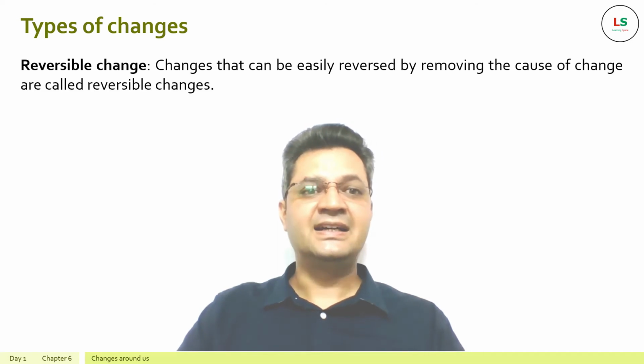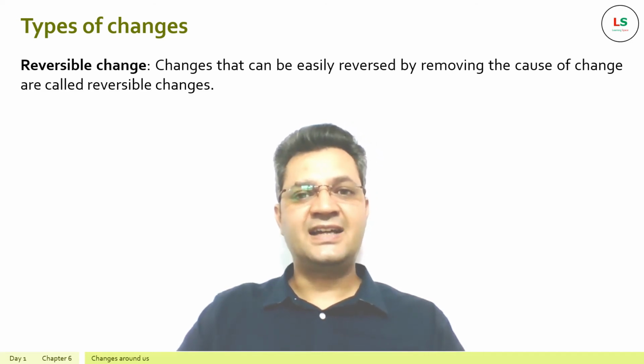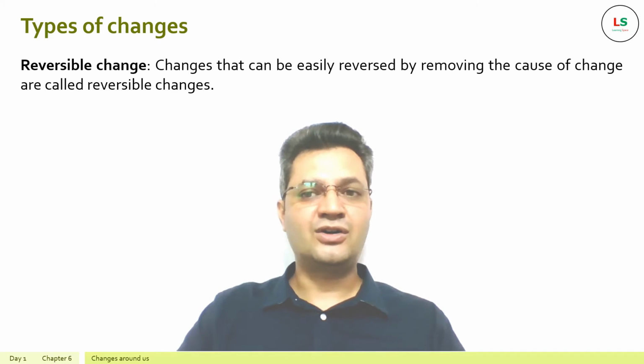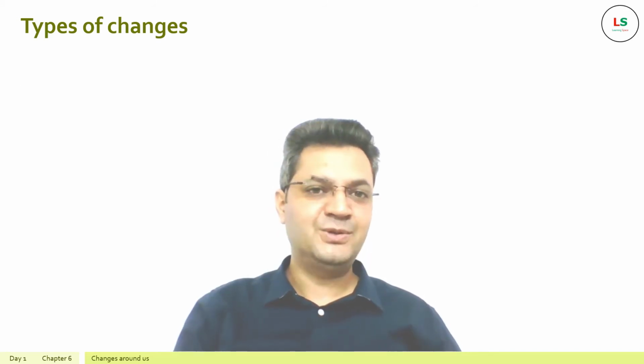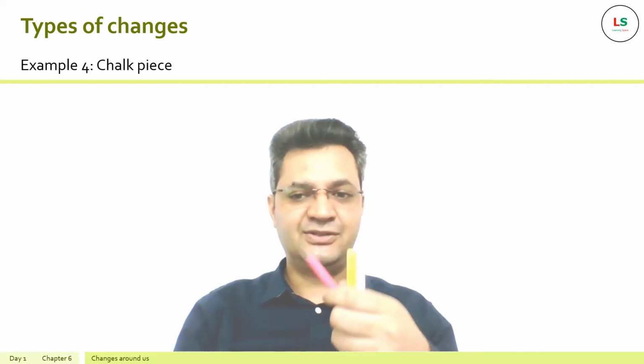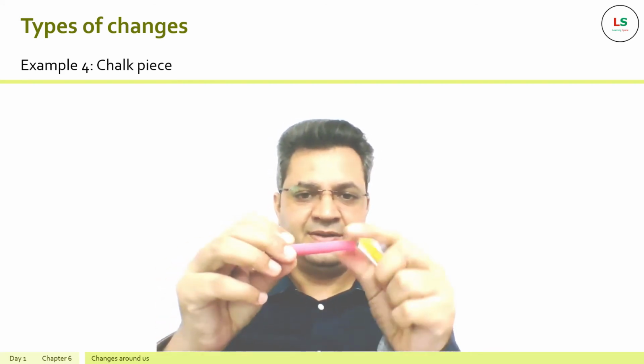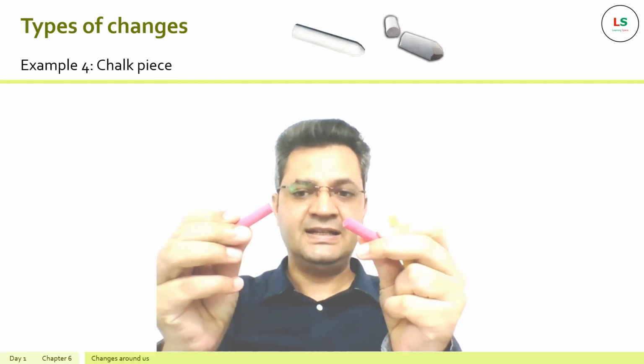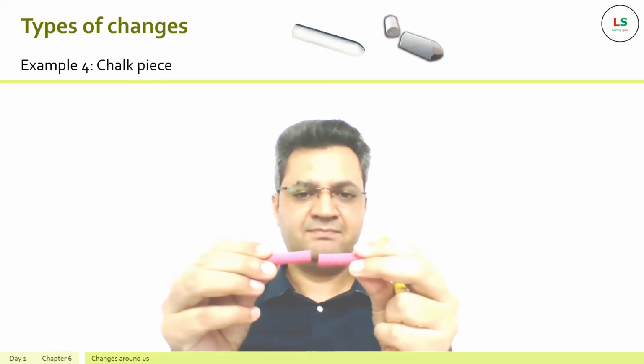Now let's define reversible change. Changes that can be easily reversed by removing the cause of change are called reversible changes. Time to have new examples. If we take chalk pieces and break one into two pieces, is there a possibility to join them again?